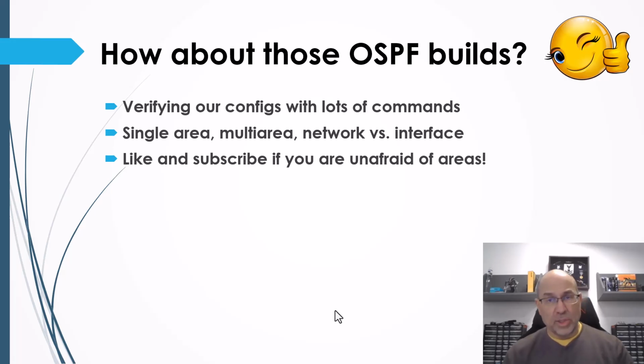All right, how about those OSPF builds? We did verifying our configurations with lots of commands. There's lots of them available to you, and it'll take you through all the states, but even if you're in steady state, you can get all kinds of information via those different commands. Of course, we moved from a single area to multi-area, and we did it 2 ways. We did it with the network commands, and we did it with the interface commands. And of course, we added router ID configurations with the loopback interface. All very, very good stuff that applies in other routing protocols too.